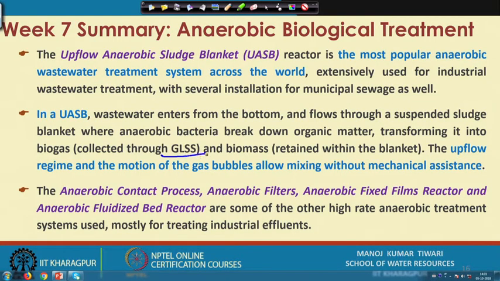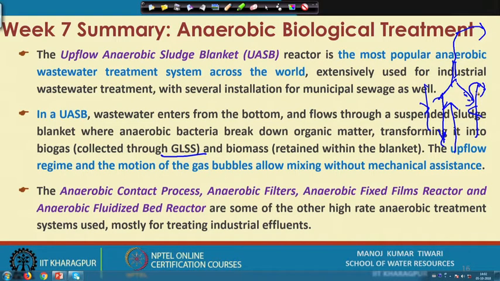The GLSS, or gas liquid solid separator, is a funnel kind of thing. Let us say this is your reactor. There is a deflector provided over here, and when water moves up, the gas will find a path and will be collected from this point onwards. The sludge particles, the solid particles that strike the surface of the GLSS, will be pushed back for settling, and the water flows out through the outflow here.